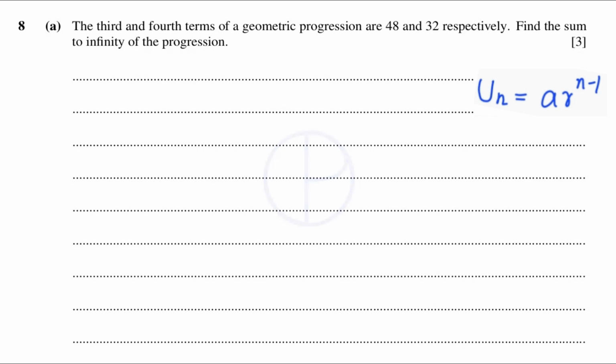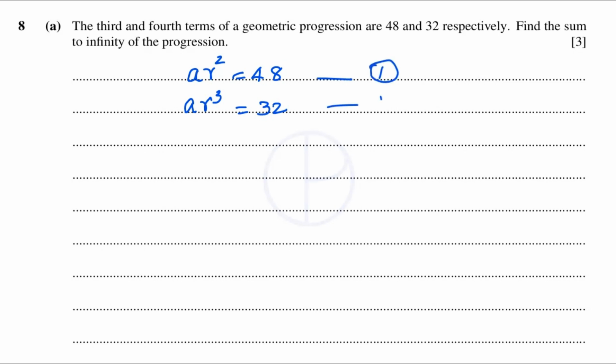Okay. Then what is the third term? a r power third term. So 3 minus 1 is 2. So a r square equals 48. And the fourth term is a r cube, which is equal to 32. Let me mark this as 1 and 2.